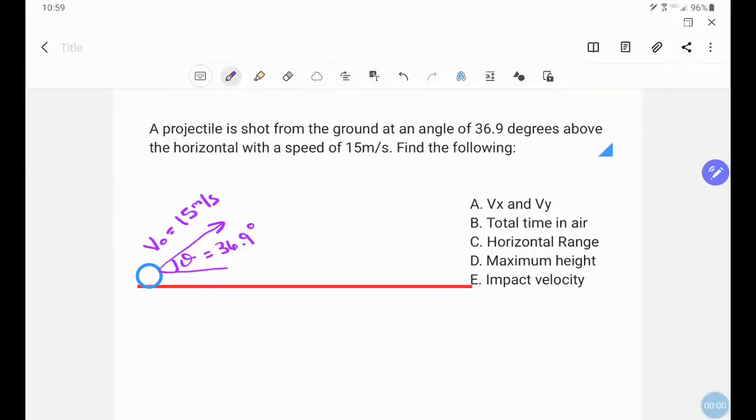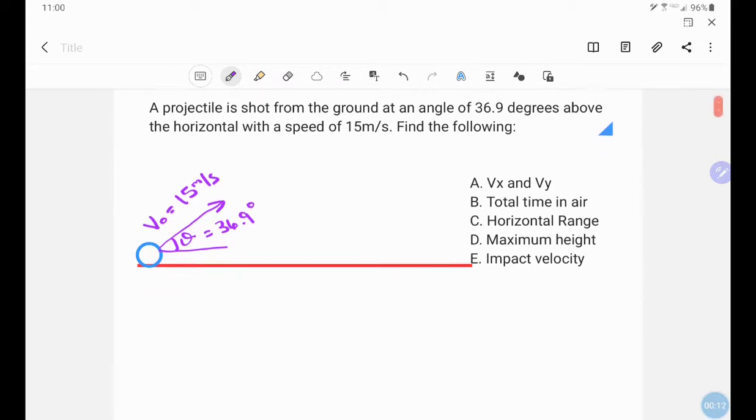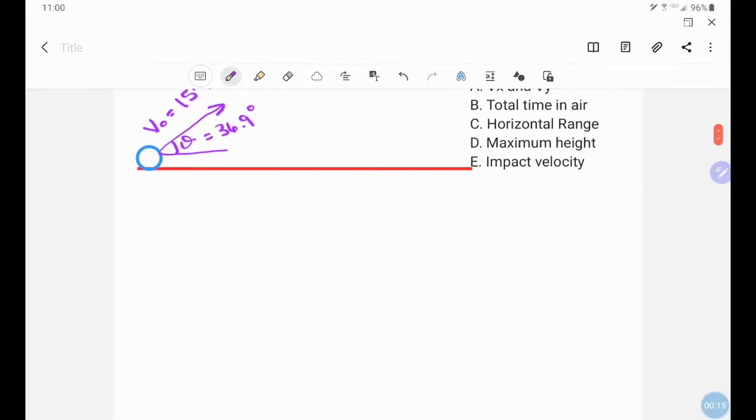Alright guys, I'd like to work another projectile motion problem for you. This one says a projectile is shot from the ground at an angle of 36.9 degrees above the horizontal with a speed of 15 meters per second. Find the following. So we'll start with Vx and Vy.